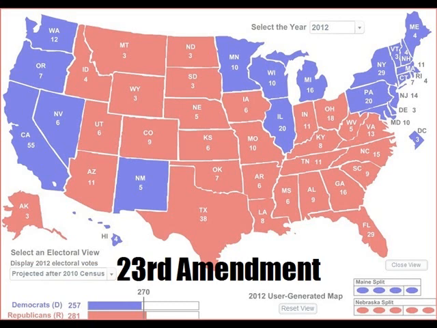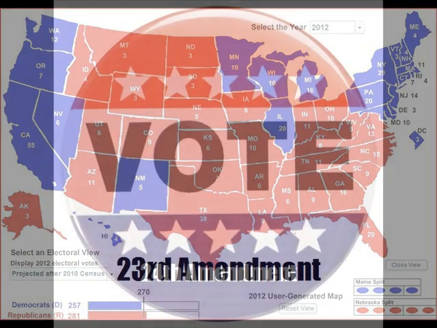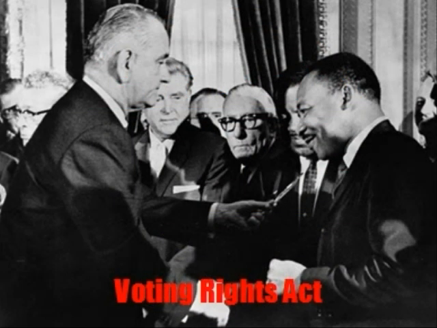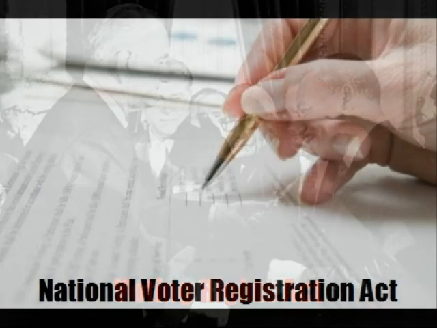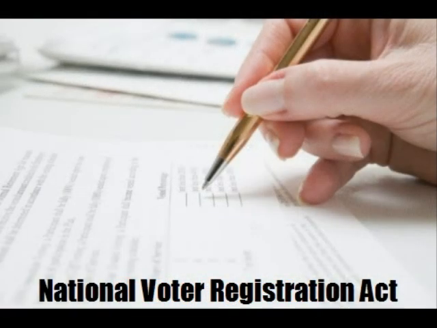The Electoral College is the method of voting the United States currently uses to elect the president, but we'll talk more about that later. 3 years later, the 24th Amendment passed, which said that voting could not be denied for failure to pay taxes. The Voting Rights Act passed in 1965 to stop discrimination. The act was signed into law by President Lyndon B. Johnson. The National Voter Registration Act passed in 1993, which required all voters to register before they voted.